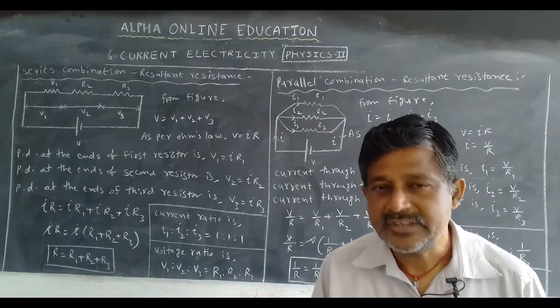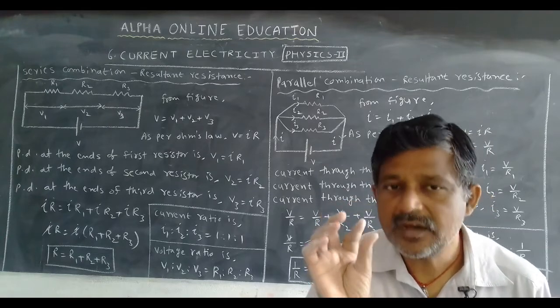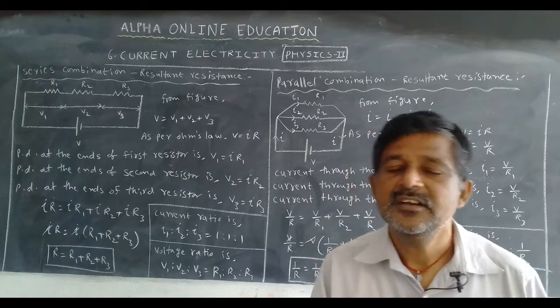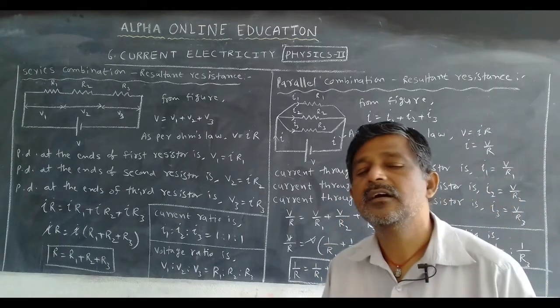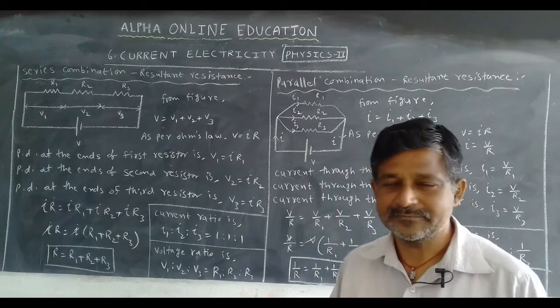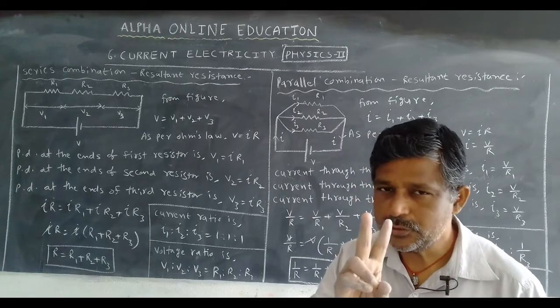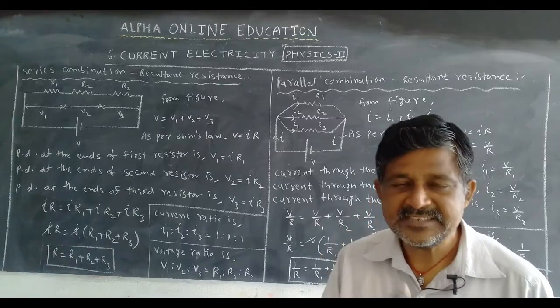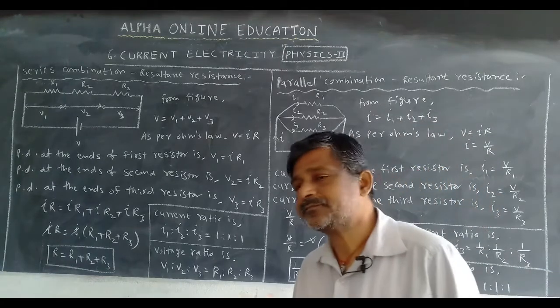Otherwise, to increase the resistance, we should reduce the thickness or area of the wire or conductor or resistor, you take any one. Okay. Anyhow, the resistance must be increased by the two methods. One by increasing the length, another one is decreasing the thickness.